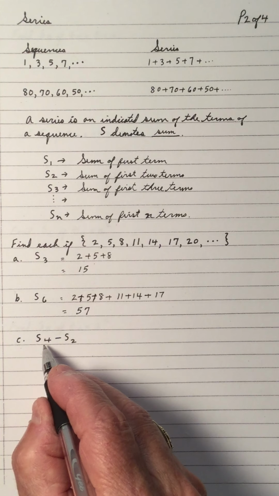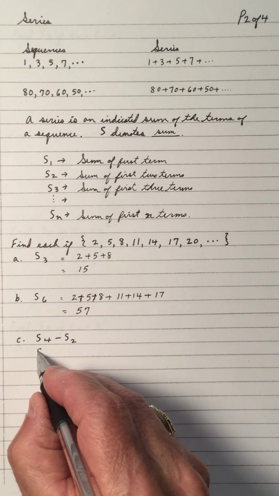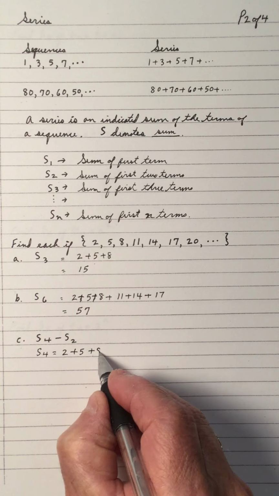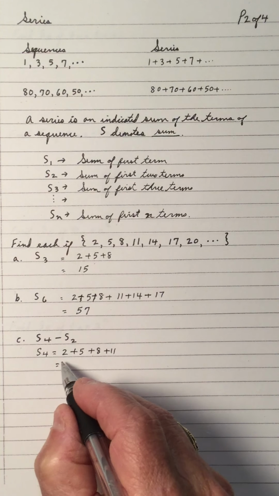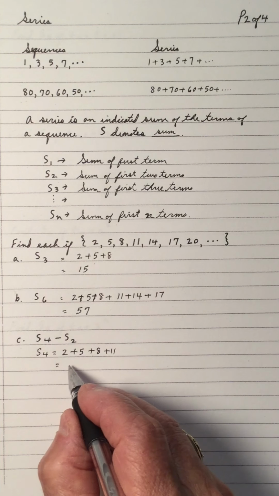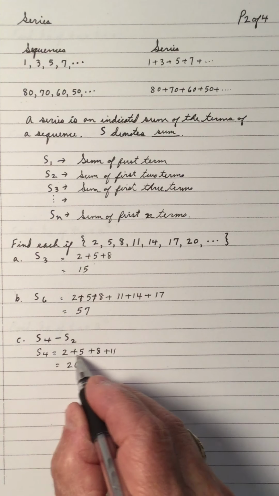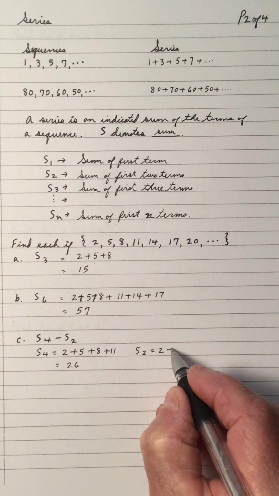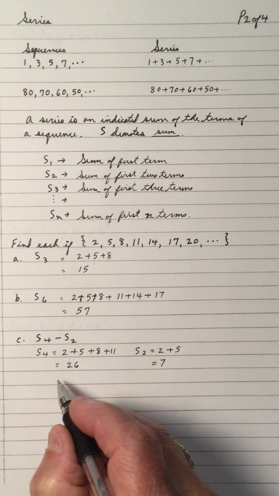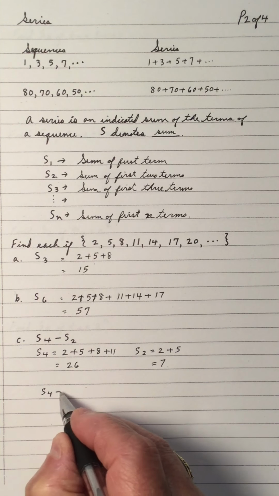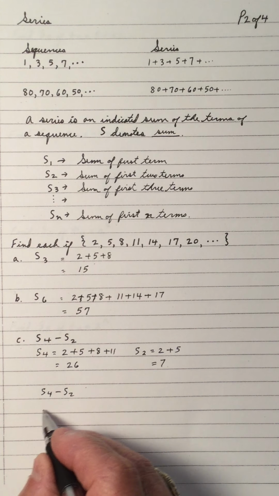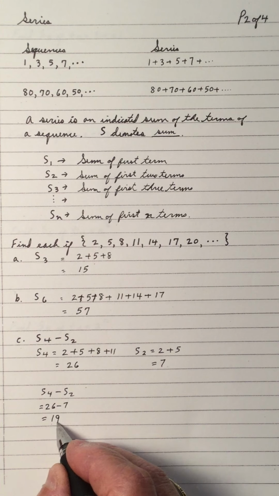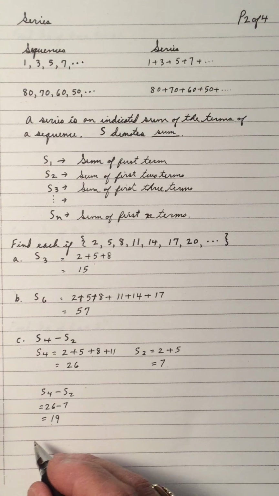Now, what about the sum of the first four minus the sum of the first two? Let's get the sum of the first four. So that's 2 plus 5 plus 8 plus 11. And that sum, if you add it up, is 26. And the sum S2 is the sum of the first two. So it's 2 plus 5 is 7. And so S4 subtract S2 is 26 subtract 7. So the difference of the sums is 19.